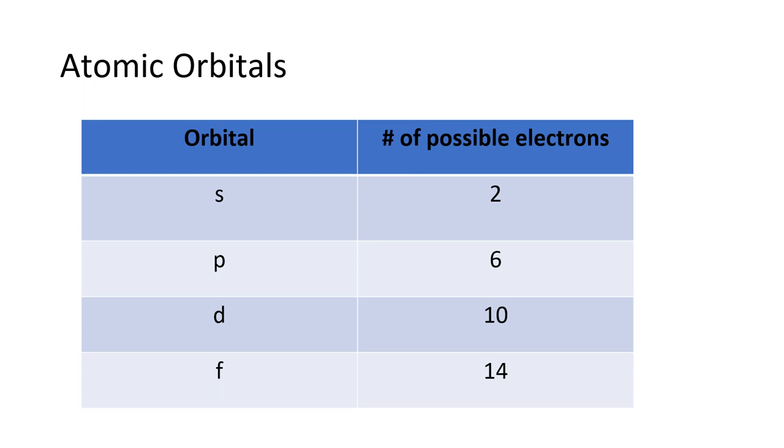So in each of the orbitals, there is a possible number of electrons per orbital. The S orbital has only up to 2, P has up to 6, D has up to 10, and F has up to 14.